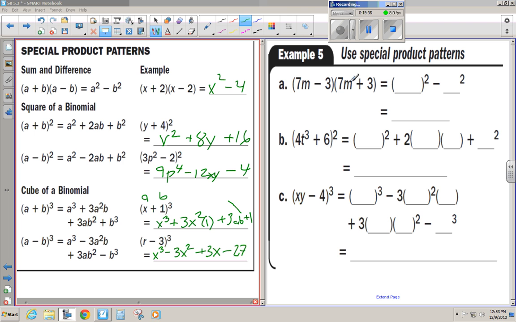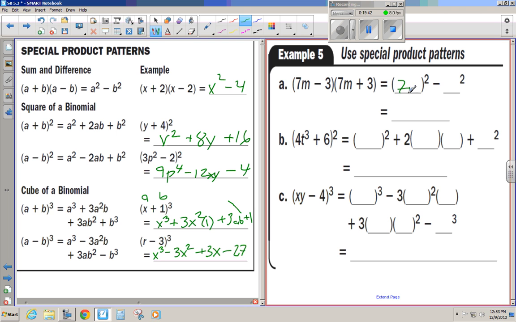All right, let's try out some of these special products. These are exactly the same except for the sign. So you're going to square 7m and you're going to square 3. So 7m squared is 49m squared minus 9. Perfect square minus a perfect square.